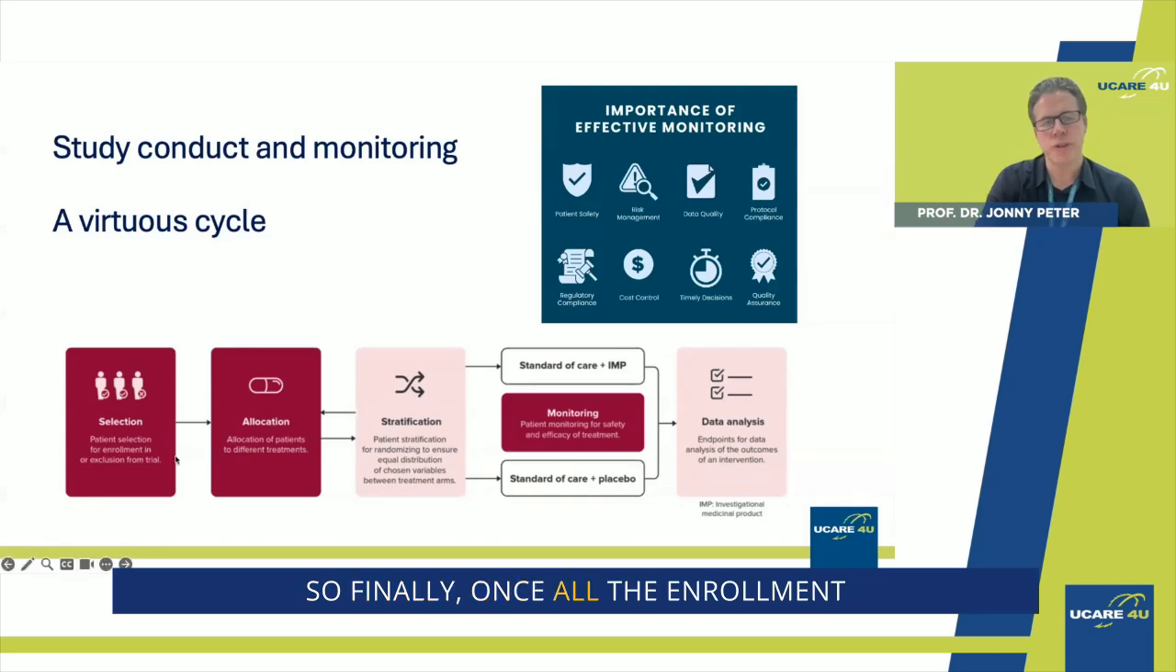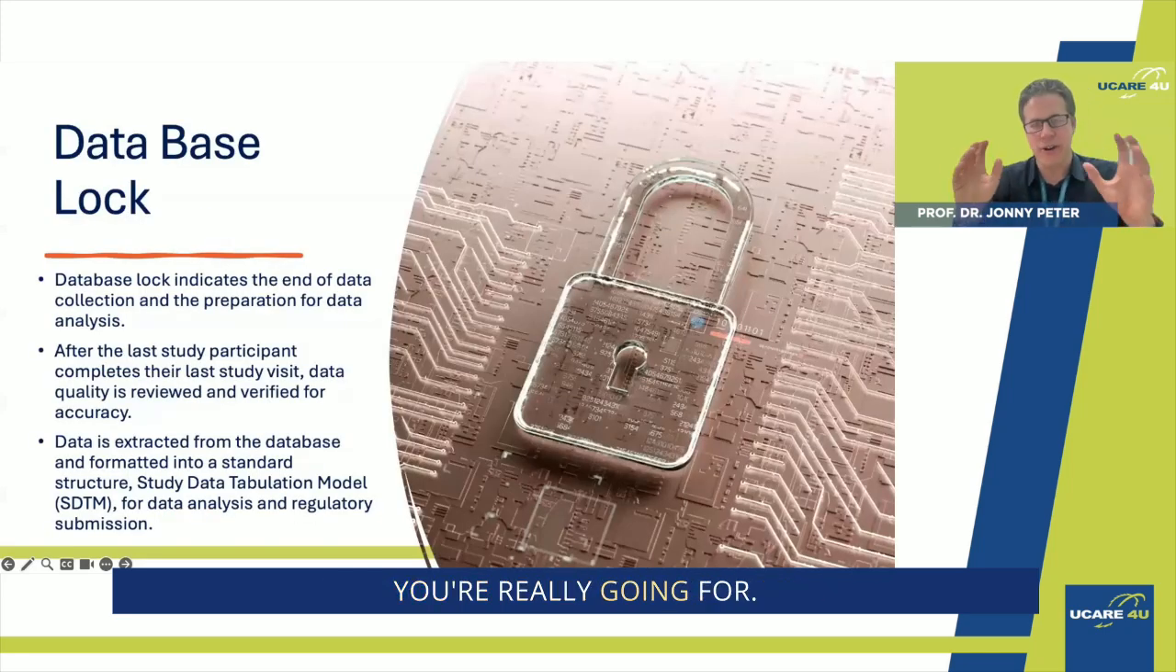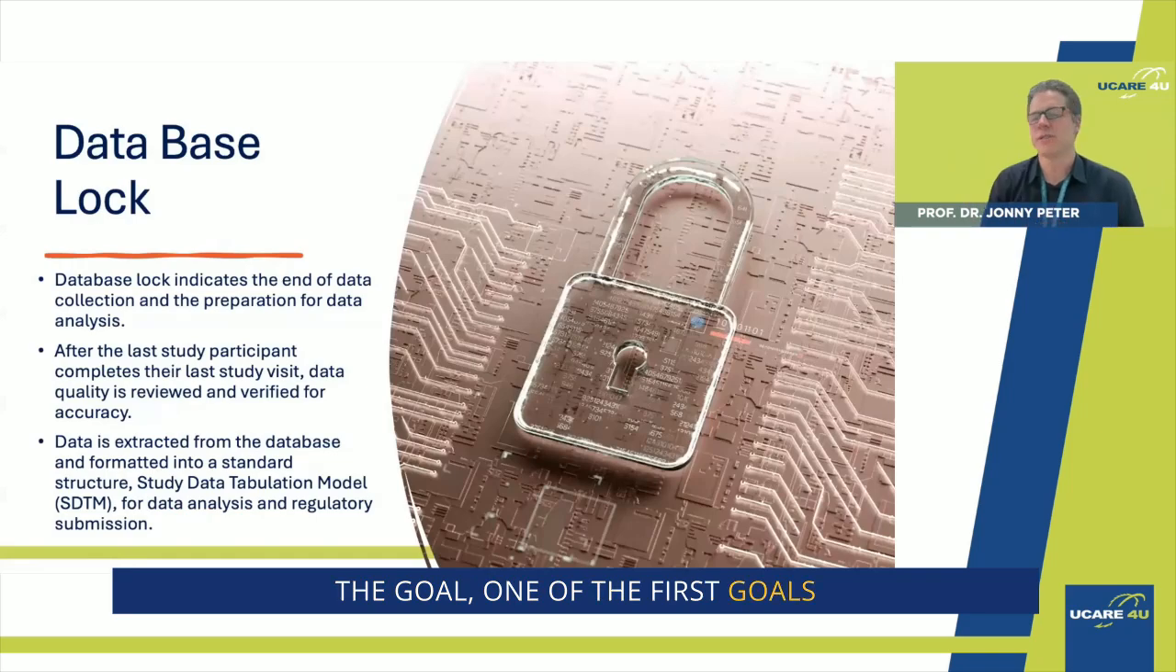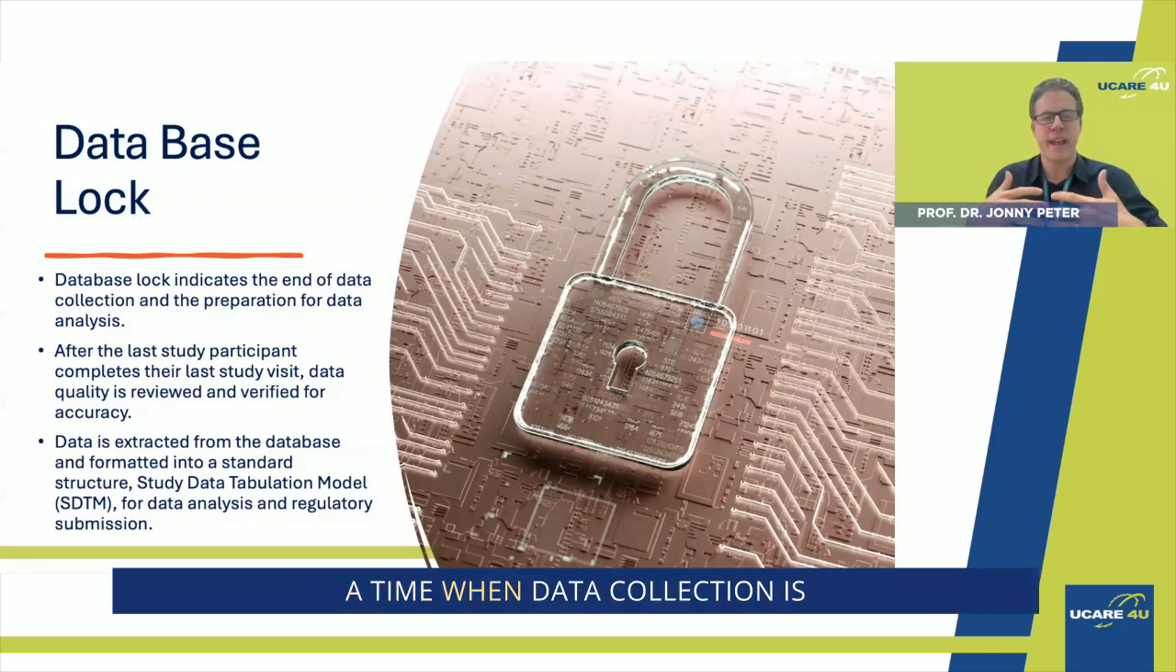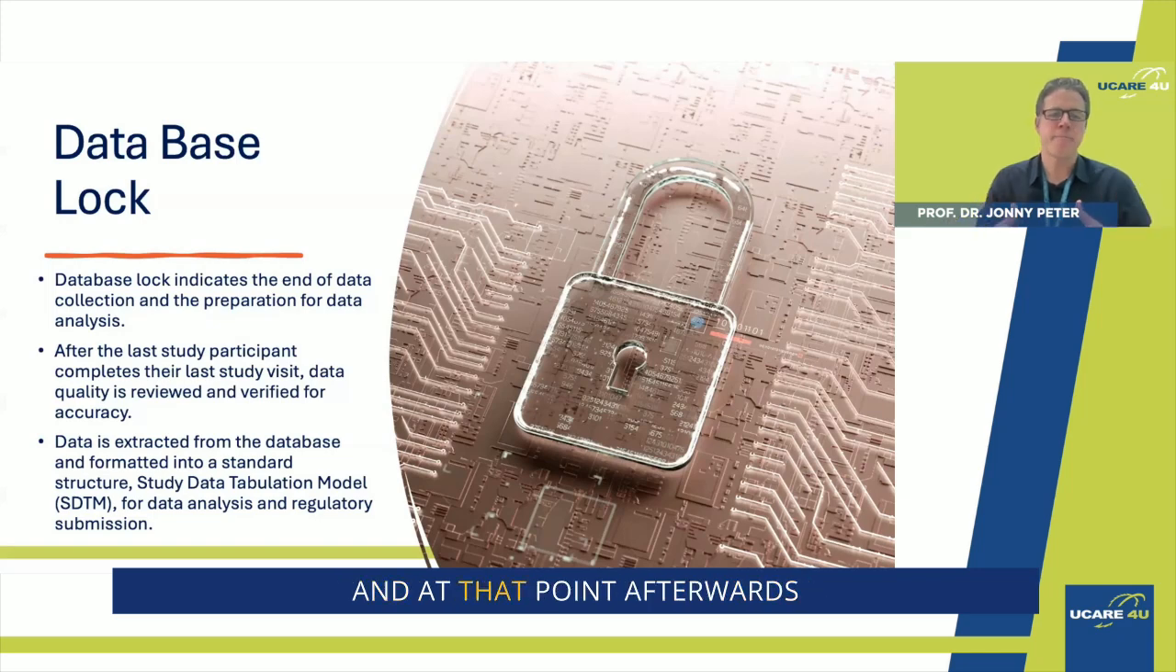So finally, once all the enrollment has occurred across the different sites, you have the data analysis phase. And what you're really going for, one of the first goals of a good study, is what they call the database lock. And what this means is this indicates a time when data collection is finished, and it's usually a specific kind of line in the sand. And at that point afterwards, the data will be given to the statisticians who are involved in data analysis, and then data analysis will occur.